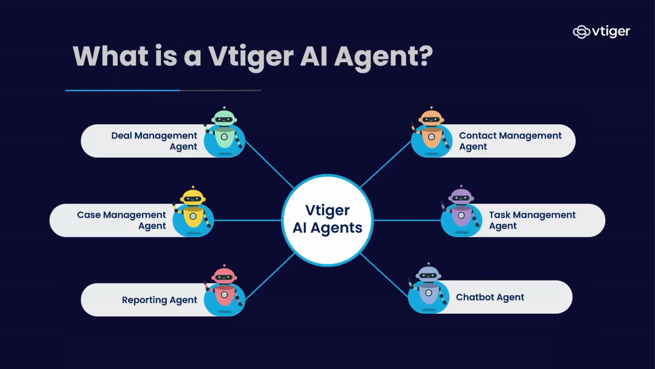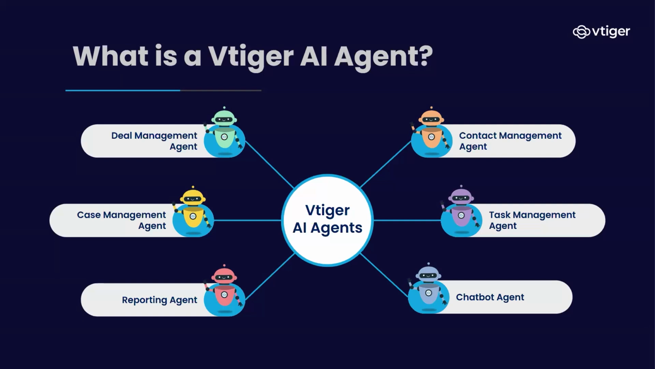So let's now discuss Vtiger's AI agent. So what is an AI agent? A Vtiger AI agent is an intelligent program with autonomous capabilities within the Vtiger CRM platform. It's now a core part of Vtiger's Calculus AI, designed to automate tasks, provide real-time assistance, and enhance user and customer experiences.